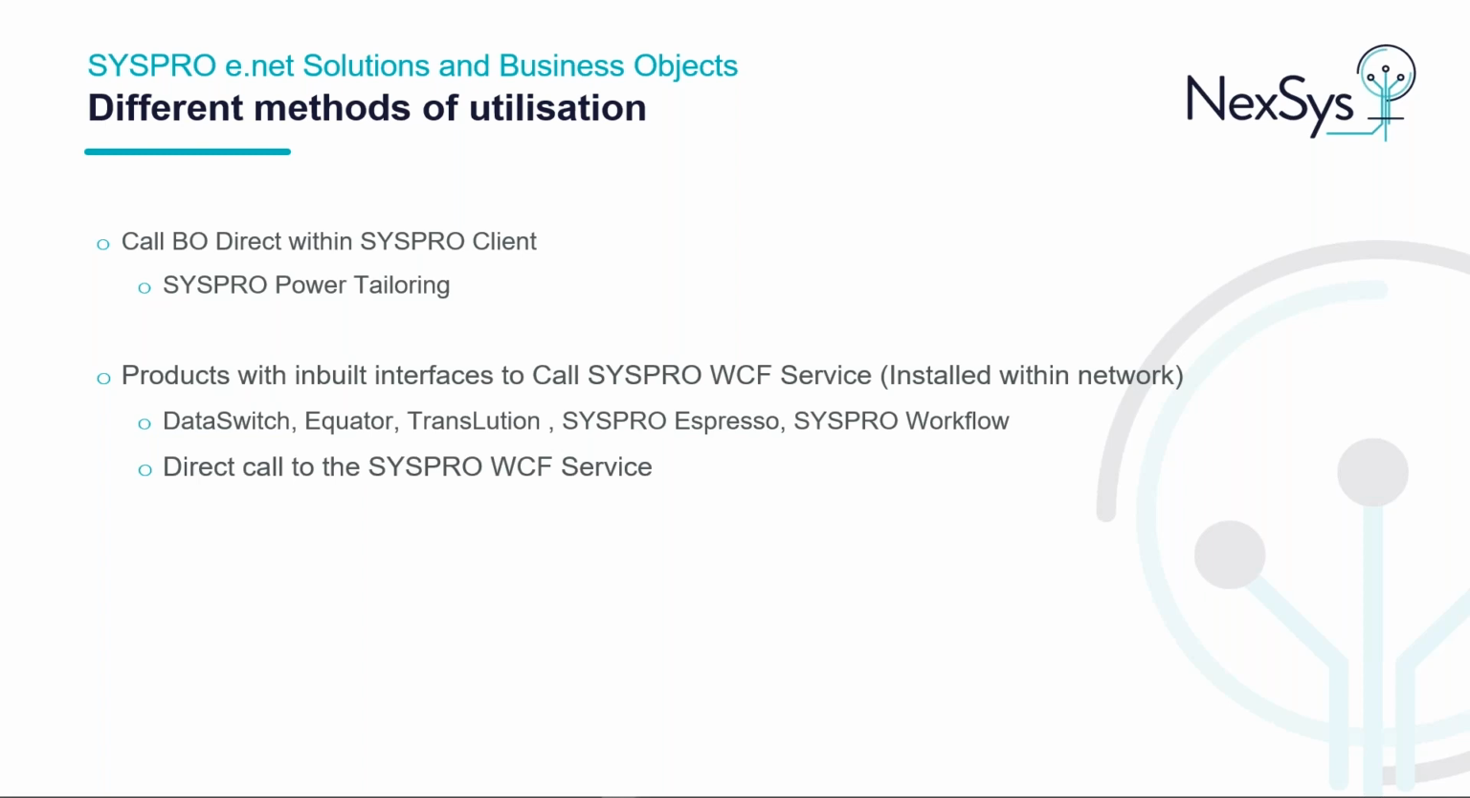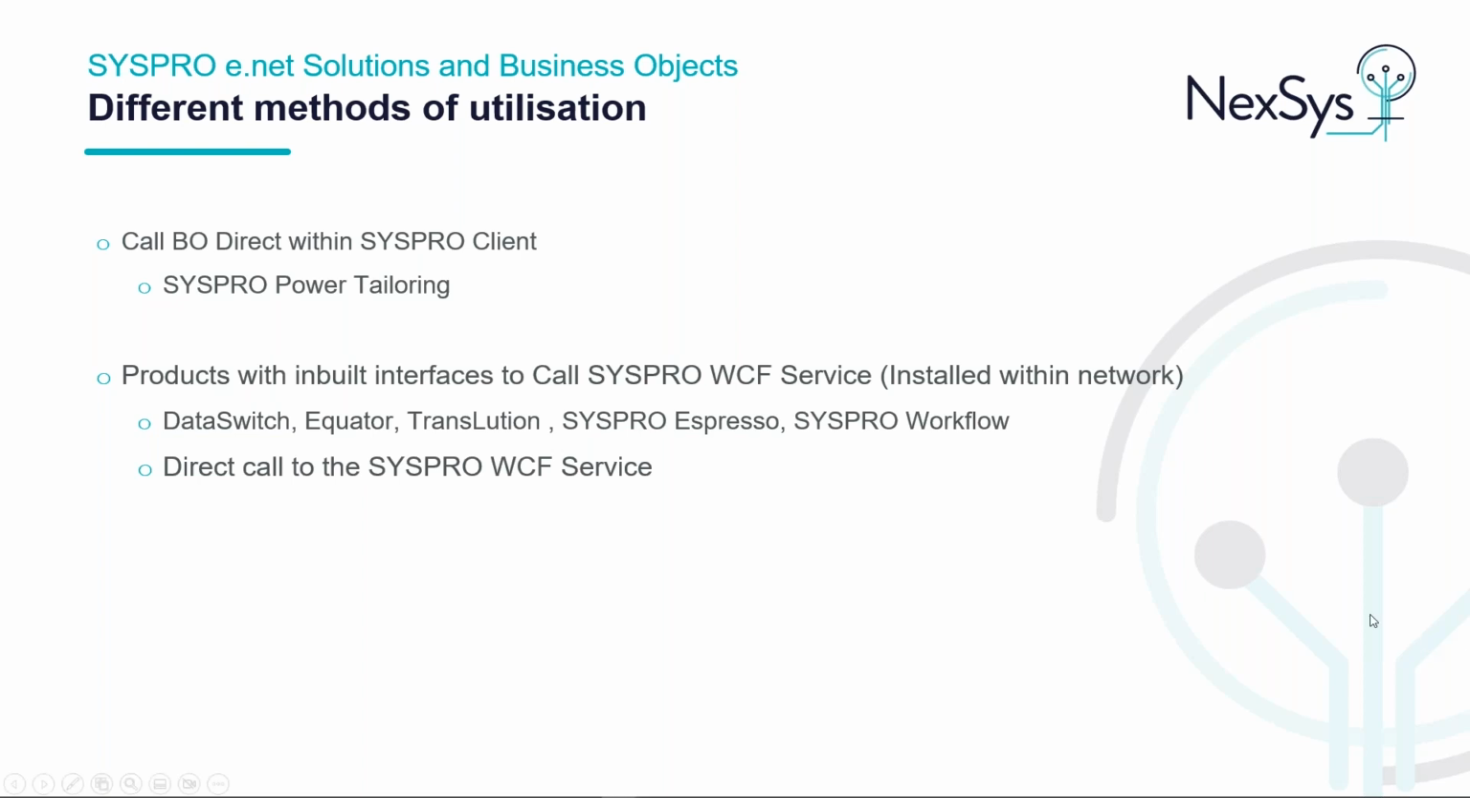So this would generally be the lighter touch and no touch processing. Data switch has a little bit of administration, but in general it works in the background. Equator is the getting in and receipting of jobs. Translution is data collection, same as Espresso, and workflow works fairly silently in the background as well. And these are generally direct calls to the WCF service.